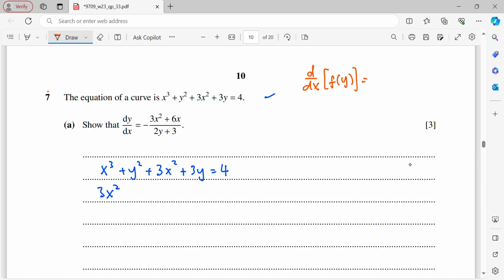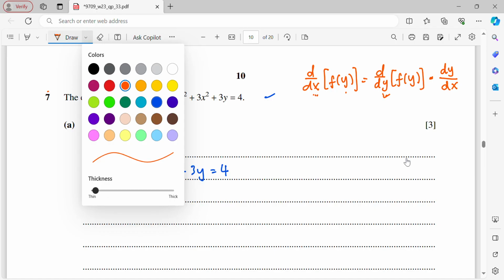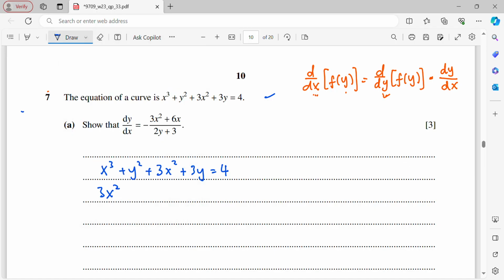Alright, so differentiate f(y) with respect to x. Since these two are different variables, I need to differentiate f(y) with respect to its own variable first, which is y. So I have to find d/dy of f(y). But when you compare here, the dy is extra, I need dx. That means you are multiplying by dy over dx, so it looks like we are cancelling the dy, and you get the left hand side. Okay, so that is the way we differentiate the implicit function.